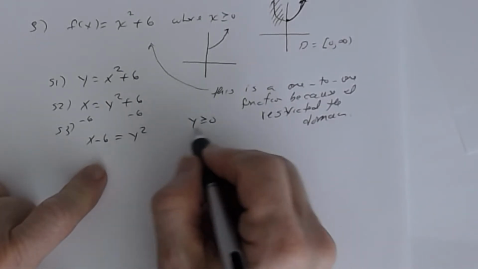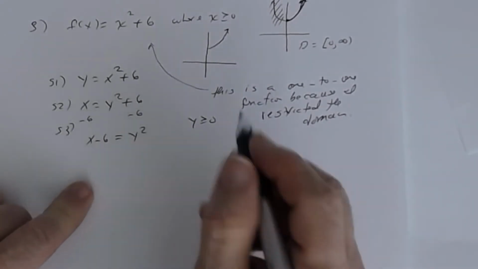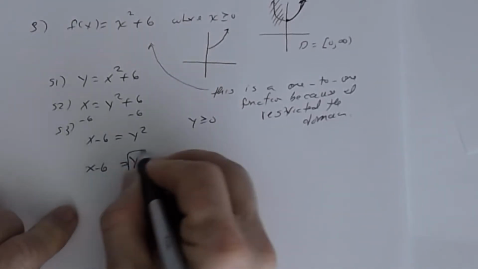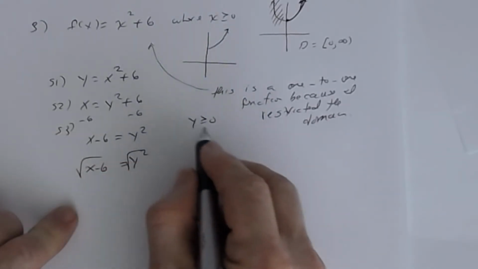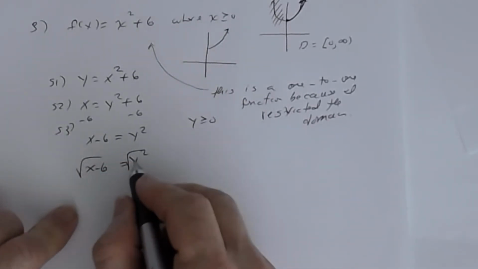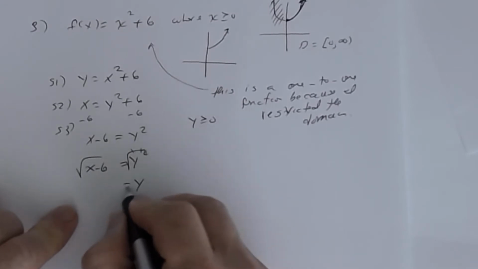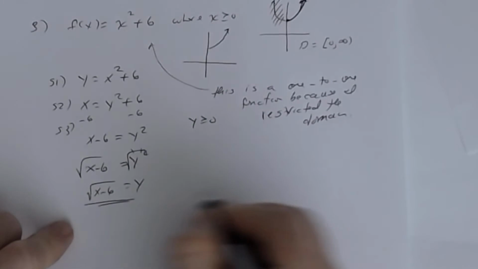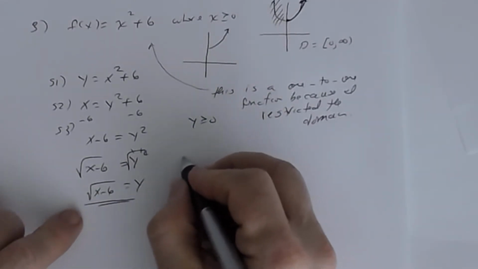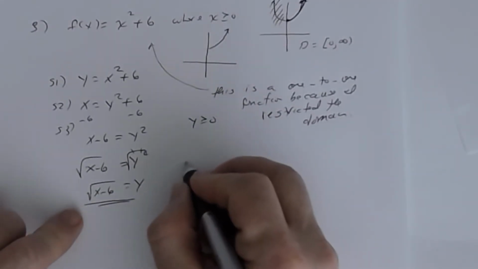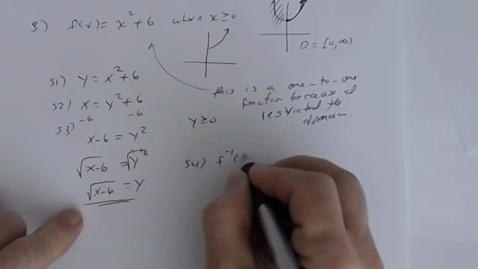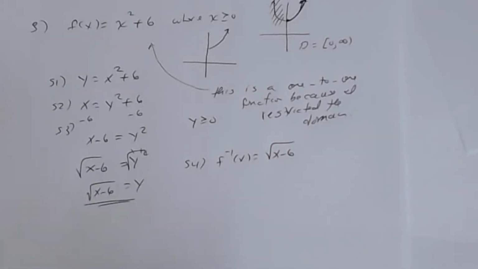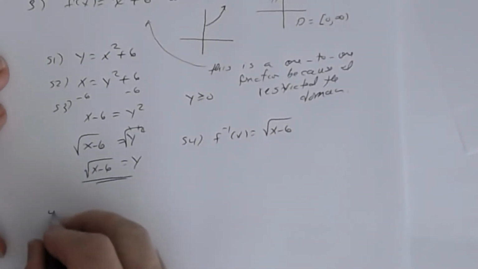So when I take the square root of both sides, I'm only looking at positive. See, greater than or equal to 0 means positive. I'm only going to take the positive square root. Okay, so that's important. I'm going to take the positive square root, not the negative. See, y is positive. So y is going to be the positive square root of x minus 6. Okay? All right, so step 4, you're going to say f inverse is going to equal the square root of x minus 6.